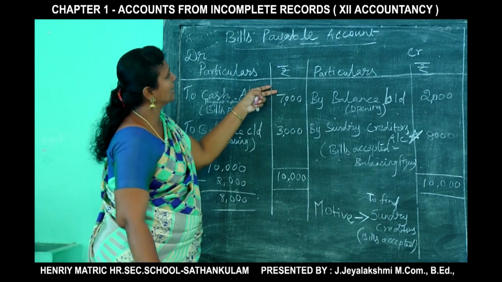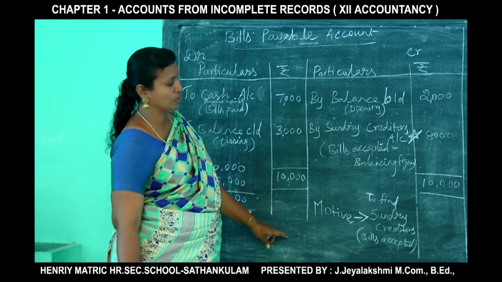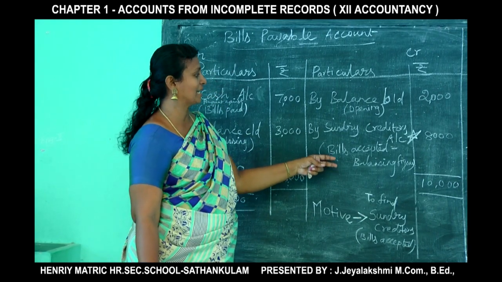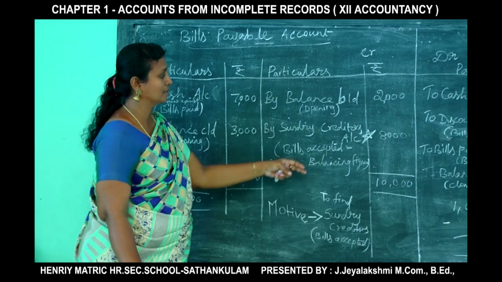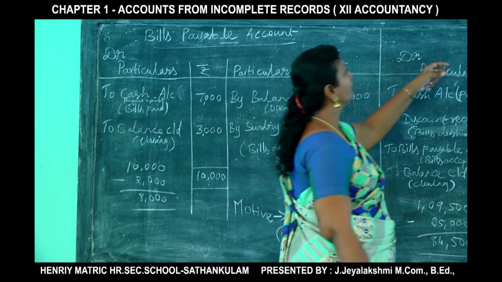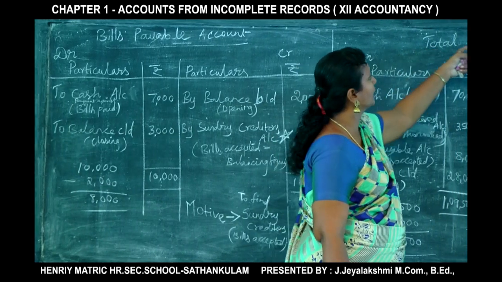So this bills payable amount, what does it help us to calculate? The sundry creditors. It is nothing but the bills accepted to pay. So this balancing figure is the sundry creditors. Okay, next we are going to prepare the total creditors account.